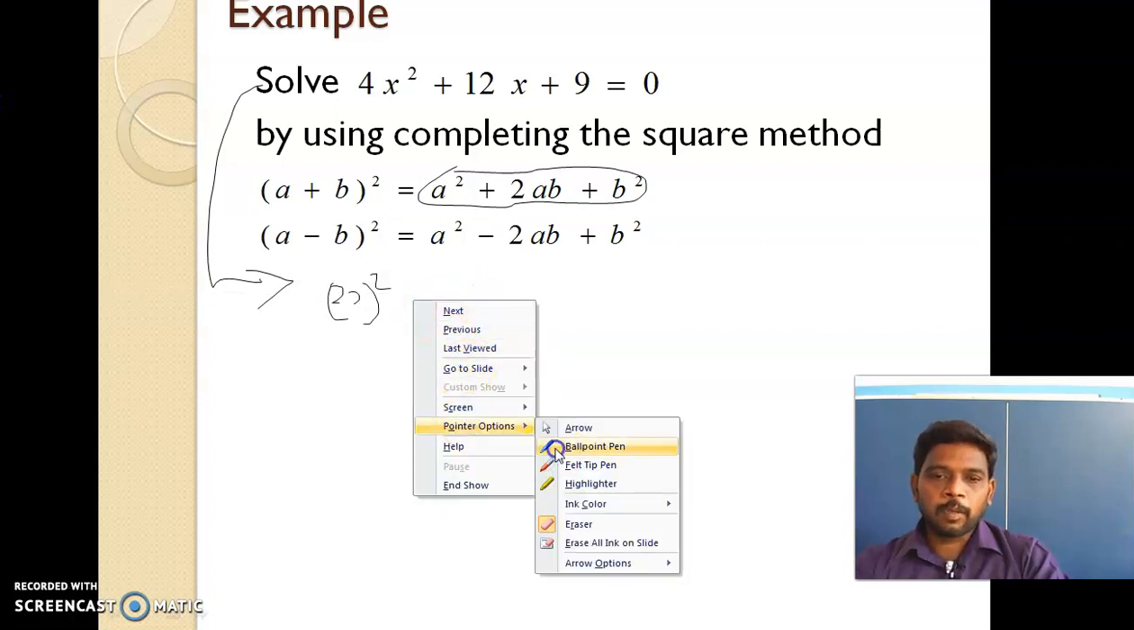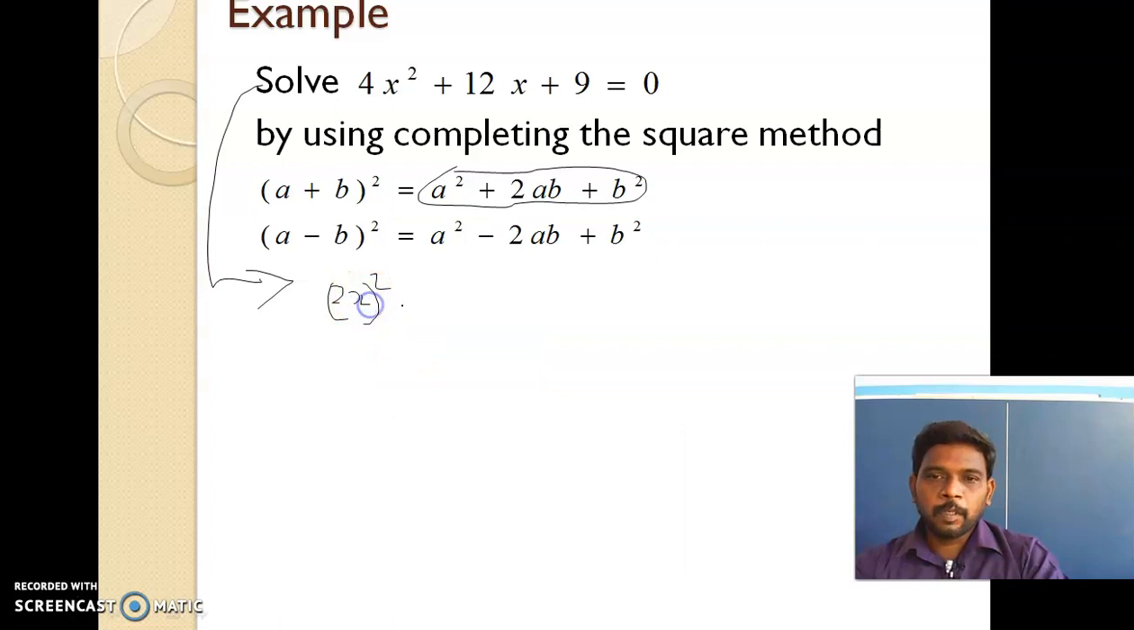So 2x whole square. So plus, when we compare this one with the first term of the right hand side formula, ax square is there, right? So when we compare these two, a is nothing but 2x. So we found a now.